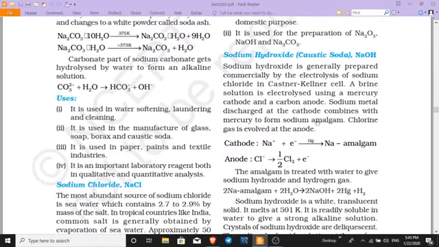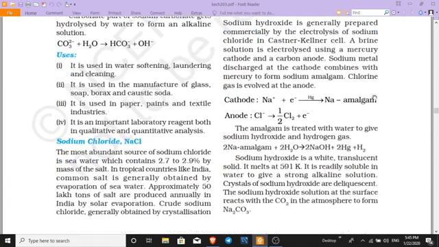Now coming to the next compound, which is sodium hydroxide or caustic soda, NaOH. Sodium hydroxide is generally prepared commercially by electrolysis of sodium chloride in the Kastner-Kellner cell. A brine solution is electrolyzed using a mercury cathode and carbon anode. Sodium metal discharged at the cathode combines with mercury to form sodium amalgam. Sodium amalgam is a compound of mercury. Chlorine gas is evolved at the anode.